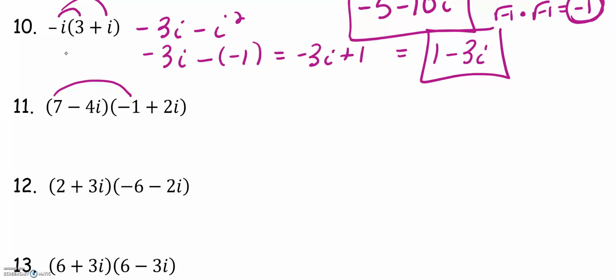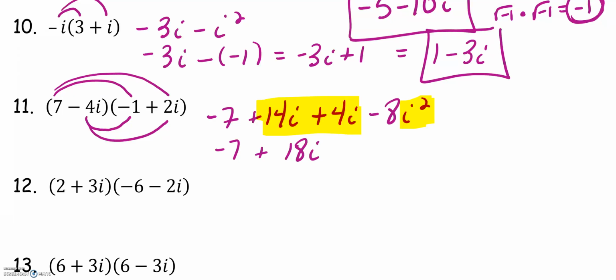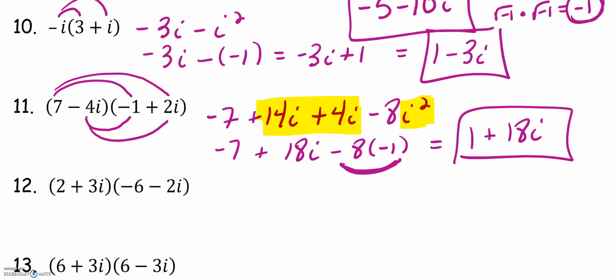So let's do so. First term is negative 7. Outer term is 14i. Then negative 4i times negative 1 is positive 4i. Negative 4i times 2i is negative 8i squared. Now when you're doing these, we have to get rid of the i squared and we have to combine our like terms. So negative 7 plus 18i minus 8 times negative 1. So this last number becomes a positive 8. Negative 7 plus 8 is 1. So my answer is 1 plus 18i.